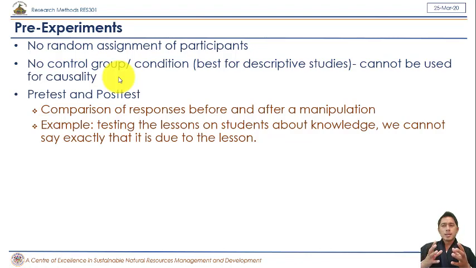because we do not know exactly whether one factor is affecting that study area or not. Or let's say in pre-experiment, we do not have control group, we just have our experimental group, or we just have that study group. We do not have control group.